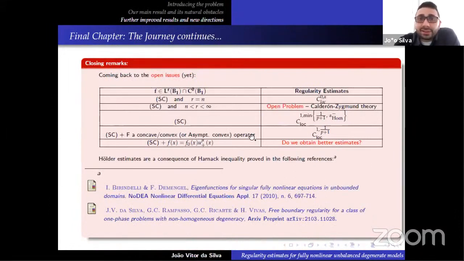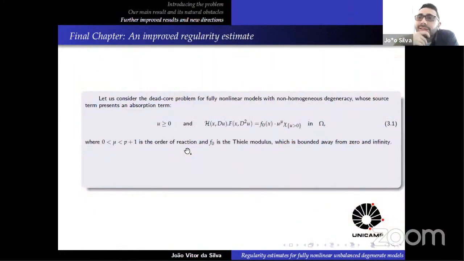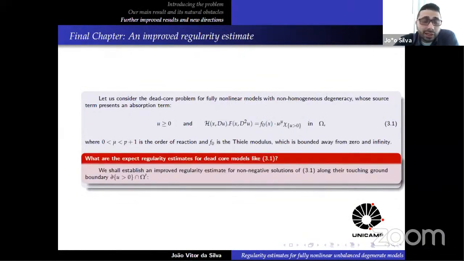Then we have this table of the classification and some open problems yet. For example, we don't have a Calderón-Zygmund type estimate for this class of problem, but a very interesting question arises. What happens when you consider, for example, this specific class of the right-hand side? In this specific class, the right-hand side is exactly the dead core solutions, for example. The mu is a positive constant, strictly less than p plus 1. F0 is a non-negative profile, bounded away from 0 and infinity. Then what happens when you stop at a point of the free boundary?